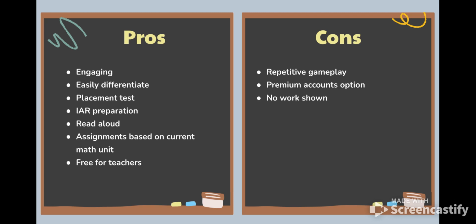Another con is that there is no work shown if an answer is incorrect. Prodigy just tells them the correct answer and then moves on to the next portion of the battle. This means that if a student is struggling, they would be unsure of how to solve a problem.